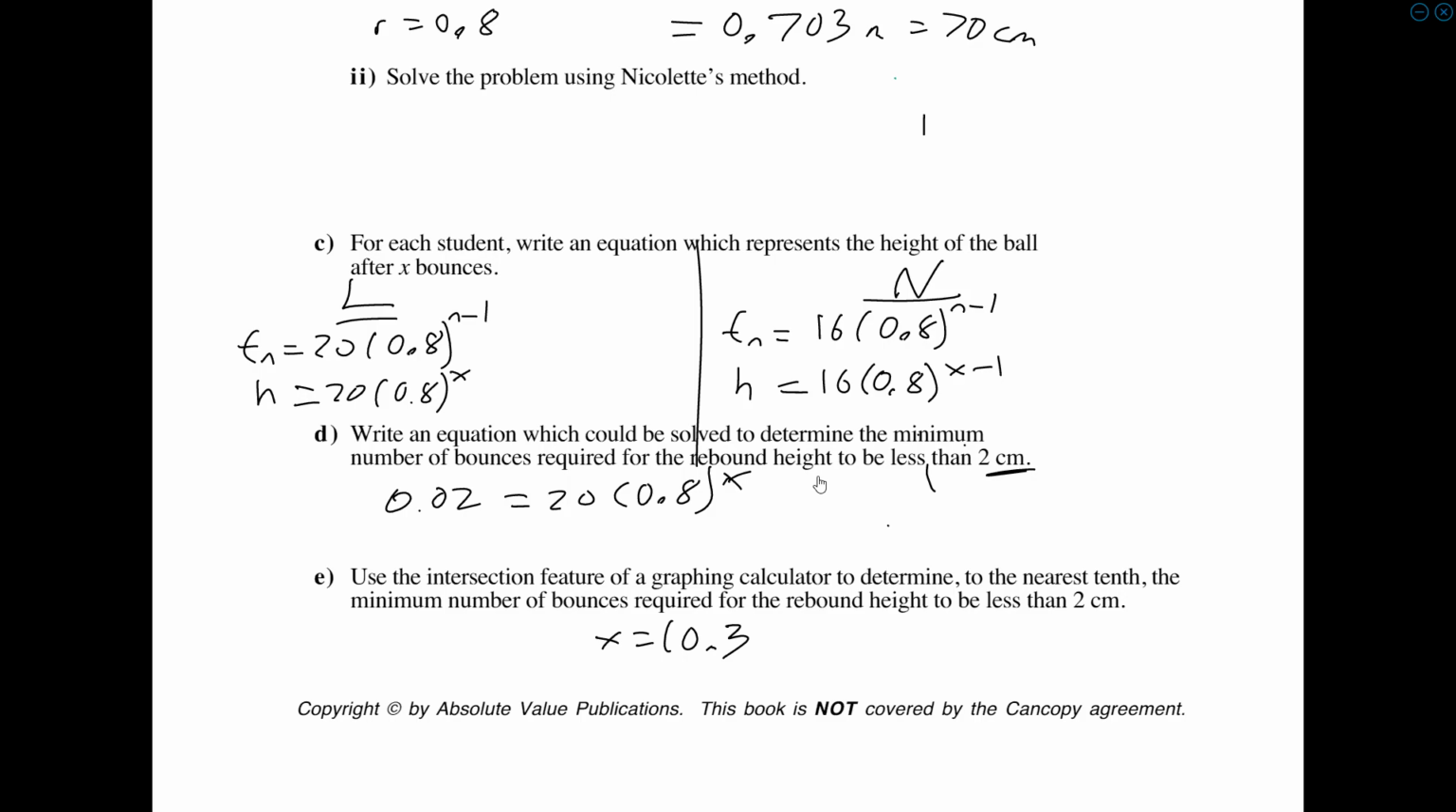So, is this 10.3 bounces? Does that even mean anything? It bounces once, twice, three times. It's not 0.3 of a bounce. So, it's between 10 and 11. 10 bounces have happened, and it has not yet reached 2 centimeters. After the 11th bounce, it will be below 2 centimeters. So the answer in this case is that 11 bounces are needed.